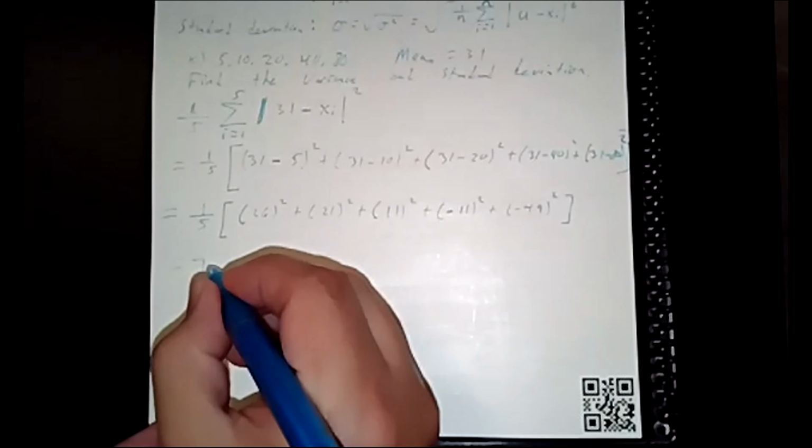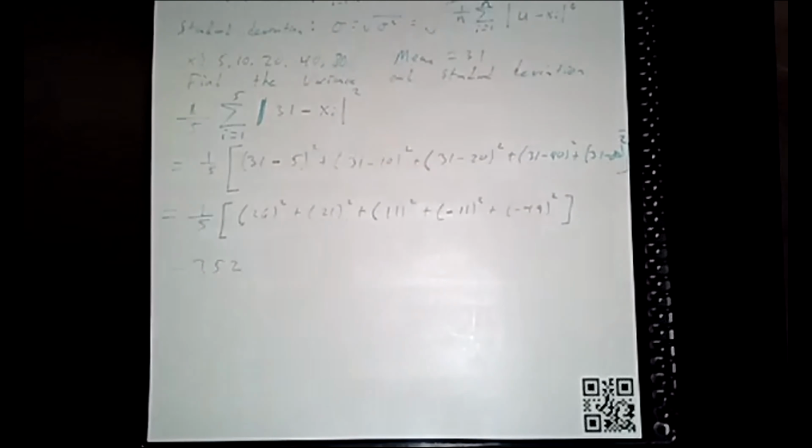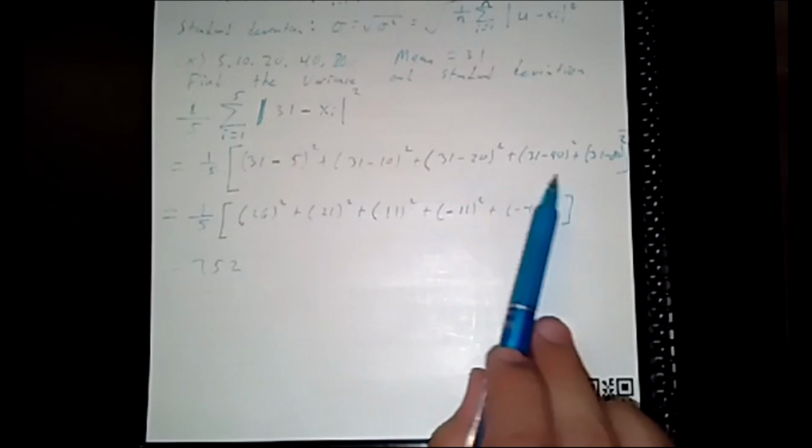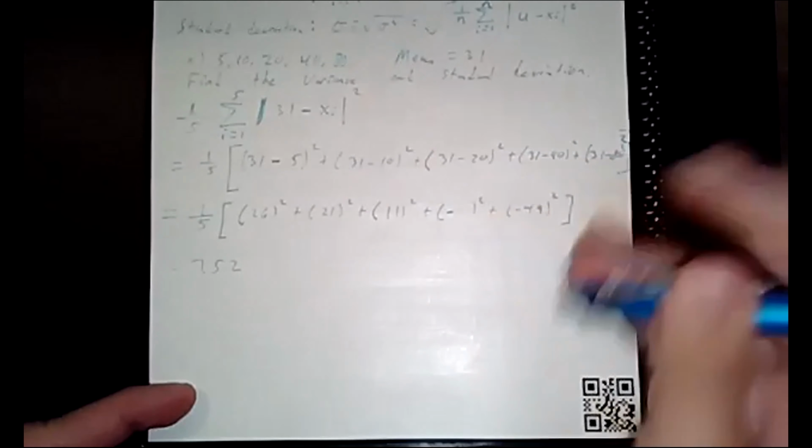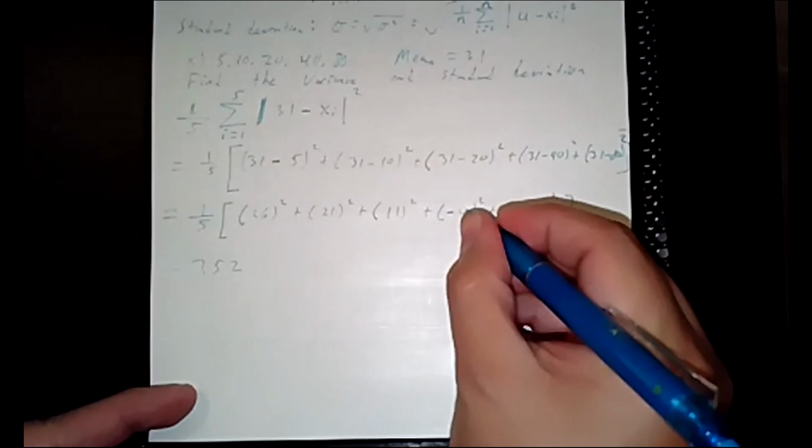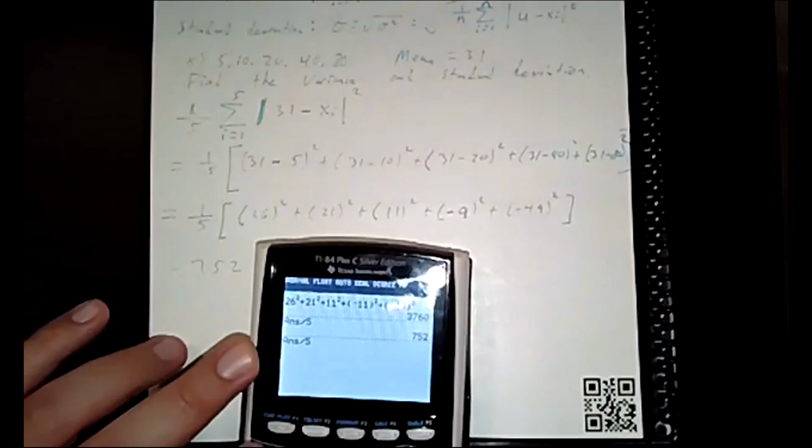Sir, on the negative 11, it's supposed to be negative 9. 31 minus 40 is negative 9. Yeah, you're right. Thanks. Let me fix that. So let me go back.